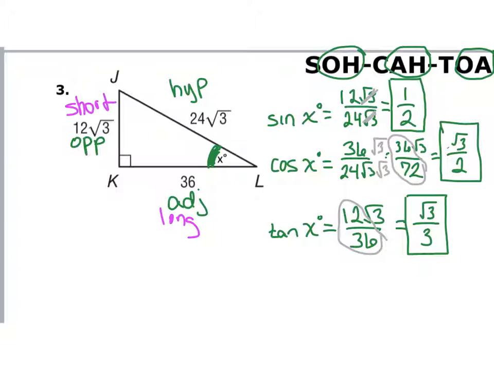Which one is it? 30, because it's across the shorter leg. The smaller angle's across from the shorter leg. So I do know that this is a 30, 60, 90 triangle. Okay? All right. So now you'll have an exit ticket that you should be able to complete before class is over.